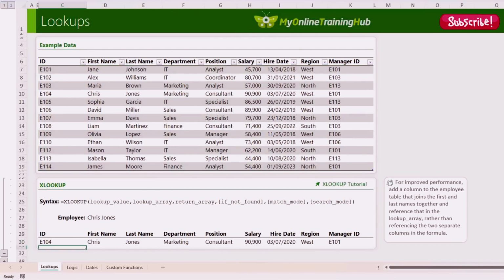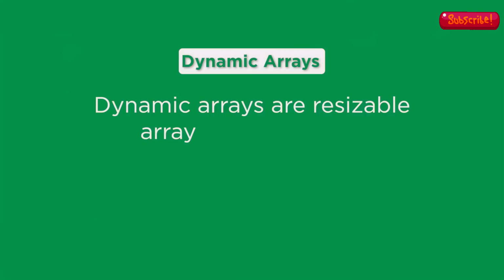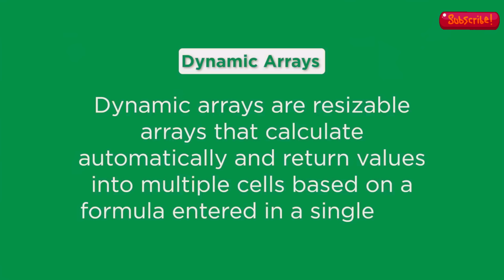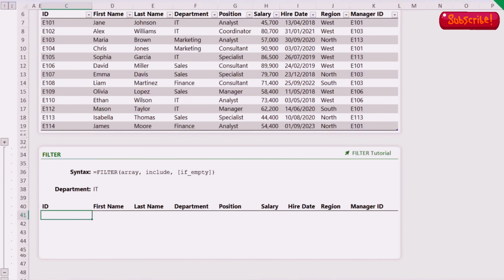This spilling functionality is available with Microsoft 365 and Excel 2021 onward. Formulas that spill are called dynamic arrays. That is, the result of the formula are returned as an array of values. And I've got some more examples of dynamic arrays coming up.